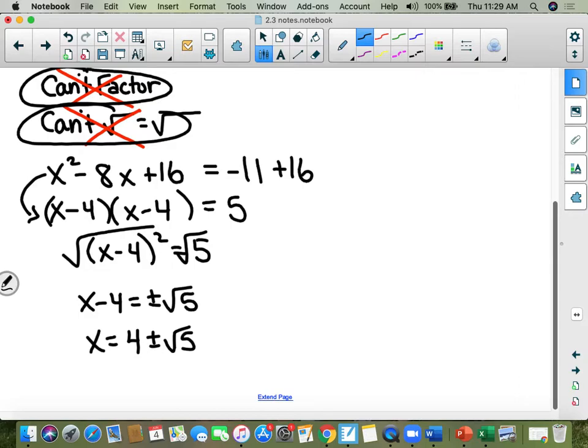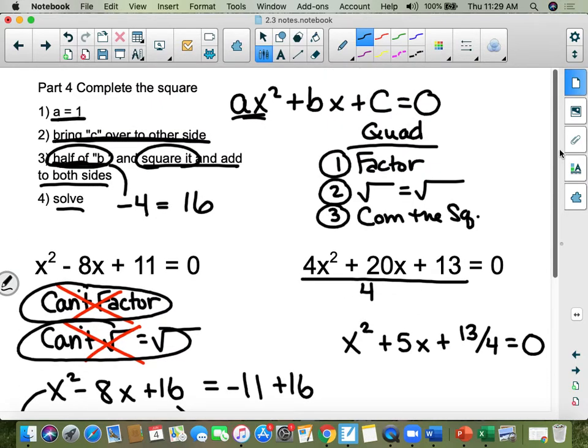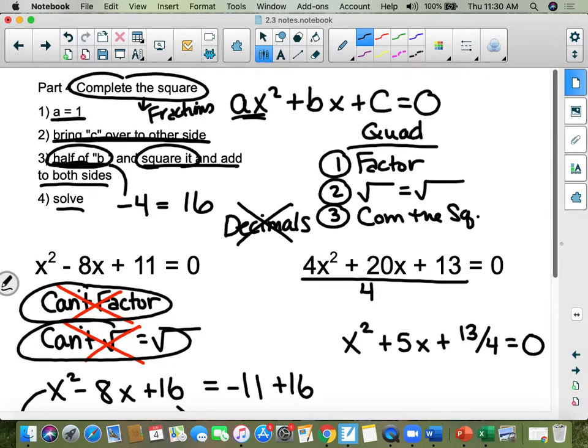Okay, let's do another one. This is a little bit more difficult. You'll see in a minute why it's more difficult. Okay, the A needs to be 1, so I have to divide everything by 4. So I get x squared plus 5x plus 13/4 equals 0. Whenever you do completing the square, you must work with fractions. Decimals are not allowed in doing completing the square. You cannot use decimals when completing the square.